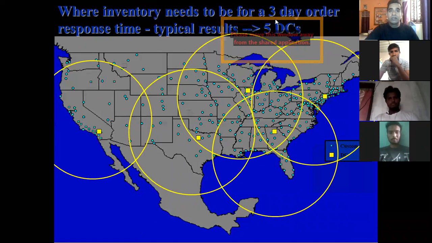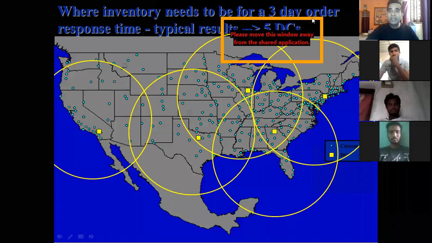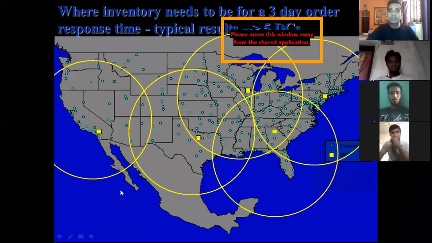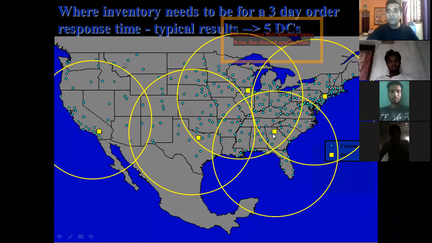If the company is planning to deliver the orders within 3 days, it should have 5 distribution centers, and you can see the geographical location of each distribution center: 1, 2, 3, 4, and 5. The circle surrounding each distribution center is the market which is allocated to each distribution center or warehouse.